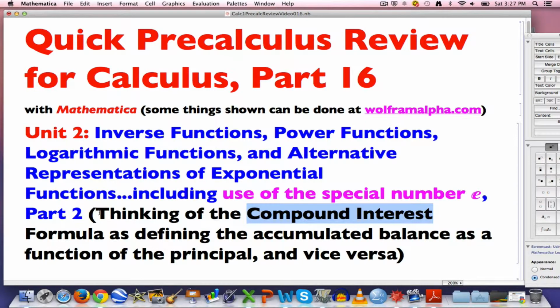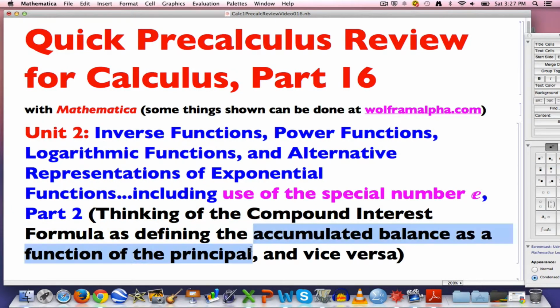In this particular video, we're going to be thinking about the compound interest formula. We used the compound interest formula in the last video. Here we're going to be more just thinking about it and making some graphs. We're thinking about it as defining the accumulated balance as a function of the principal and vice versa. In other words, you've got a bank account, you put some money in it, that's called the principal. It stays there a certain amount of time, you get a balance at the end, that's called the accumulated balance.